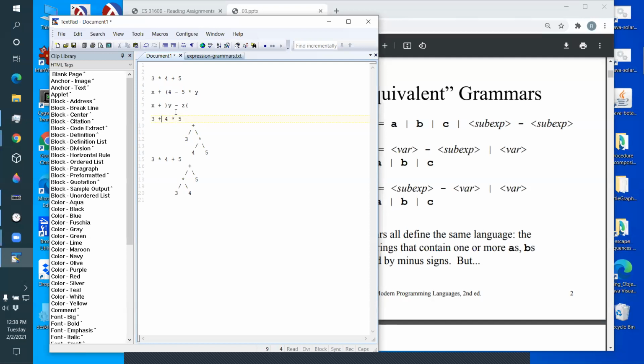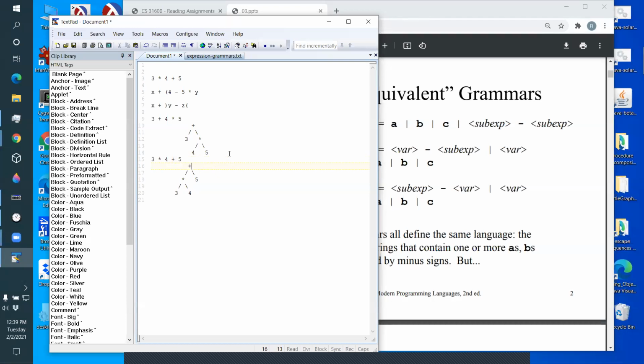We want to get at the grammar rules that guarantee that these things have the right order of operations. Another way to put this is it has the right precedence. Multiplication has higher precedence than addition. It gets done first. Multiplication has higher precedence than addition.